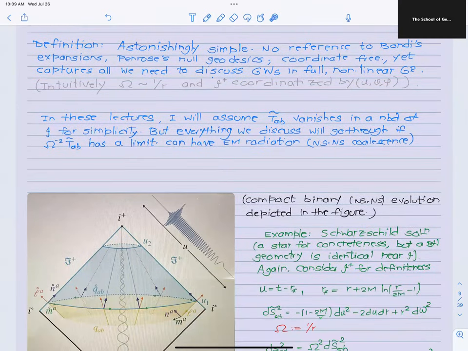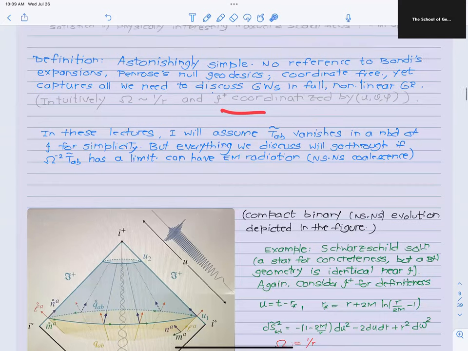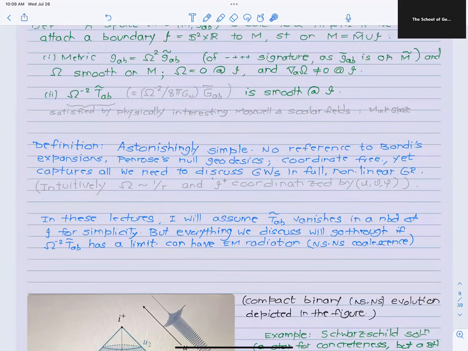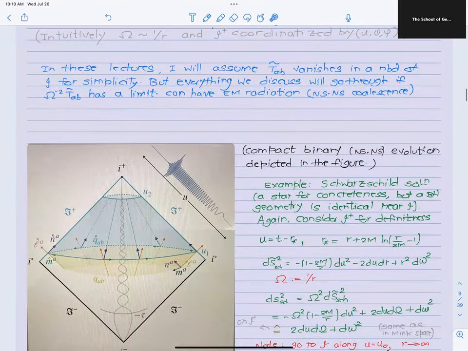So as I said, intuitively, you can think of it as omega equal to 1 upon r. We don't have an r, so if you like, you can introduce r through this particular notion up here. And then scri plus is going to be coordinatized by three coordinates, which you can take to be u, theta, phi. The topology is S2 cross R. So theta, phi refer to S2, and u refers to R up here. As I said, in this lecture, I will assume that T tilde vanishes in a neighborhood of scri for simplicity, but everything would go through with this weaker condition.